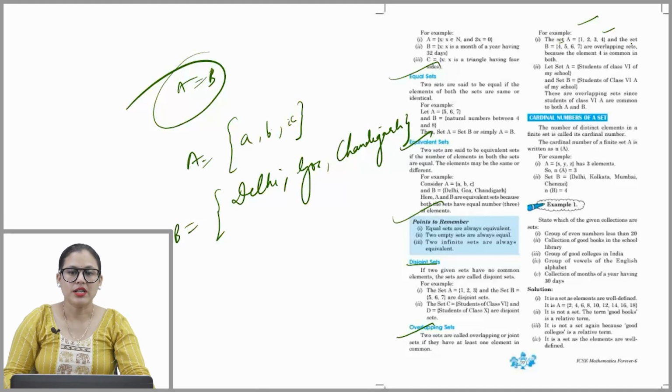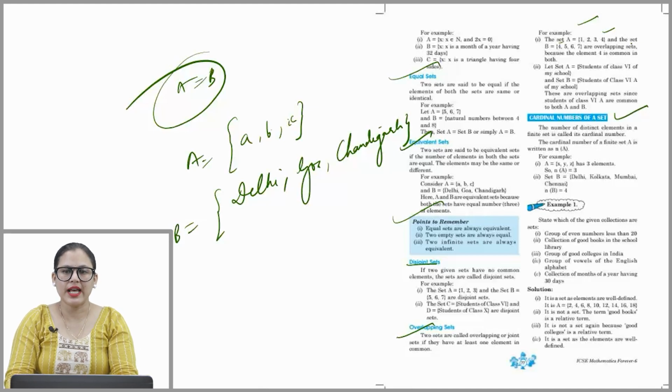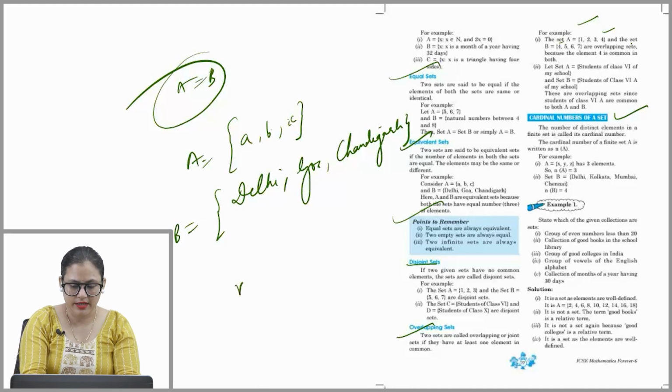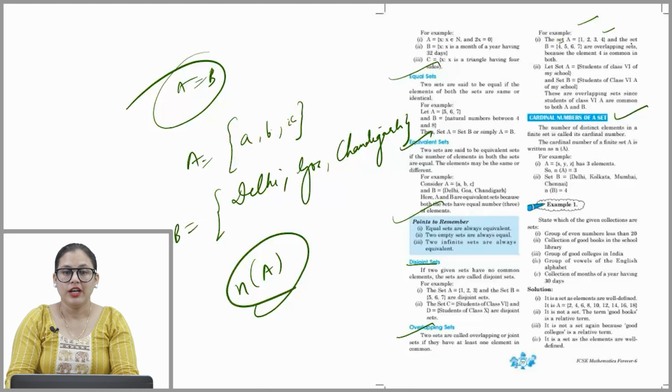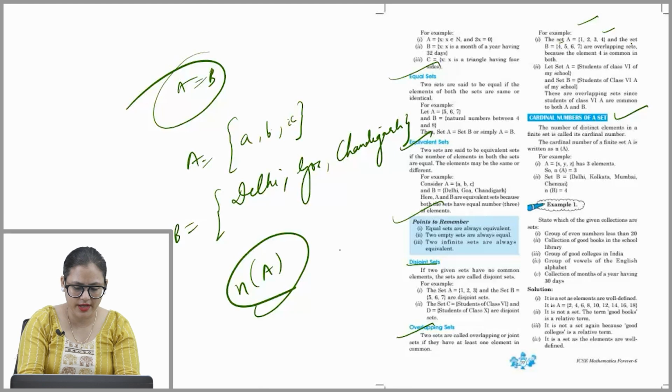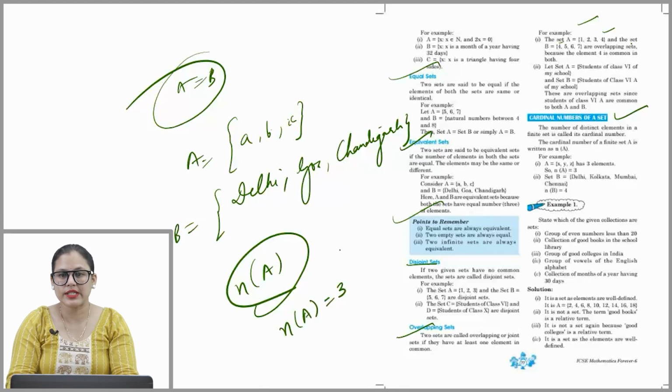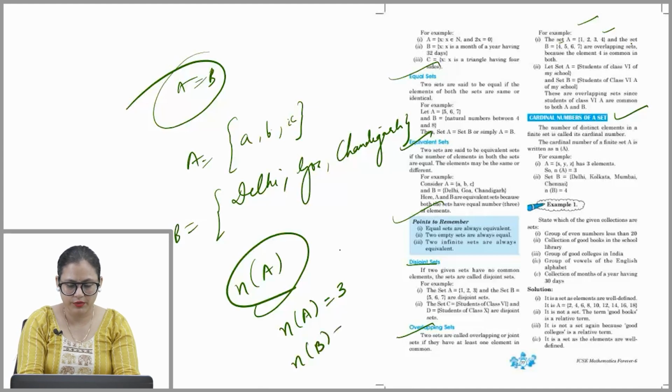Now, cardinal numbers of a set. The number of distinct elements in a finite set is called its cardinal number. The cardinal number of a finite set A is written as n(A). For example, A is equal to x, y, z has 3 elements. So how will we write it? n(A) is equal to 3. Set B is equal to Delhi, Kolkata, Mumbai and Chennai. How many elements are there? 1, 2, 3 and 4. So, we will write n(B) equal to 4.